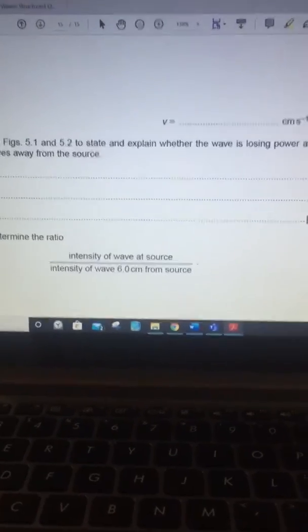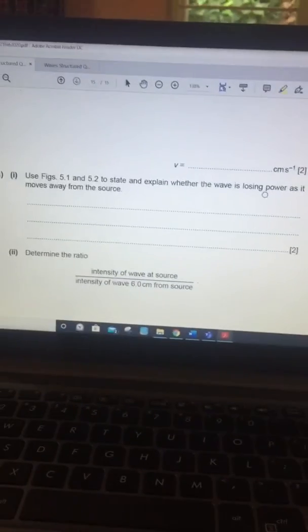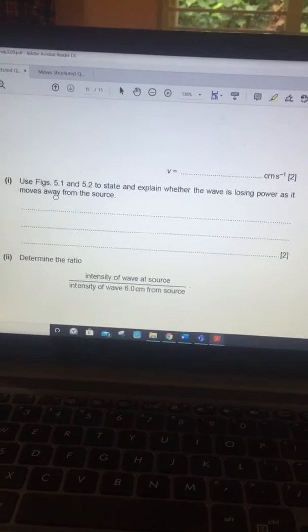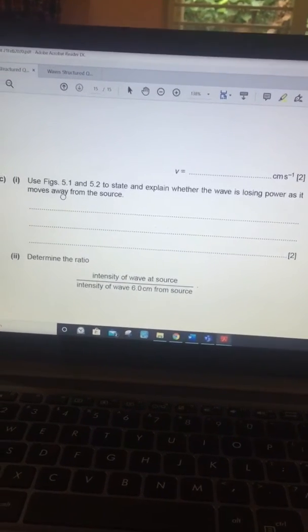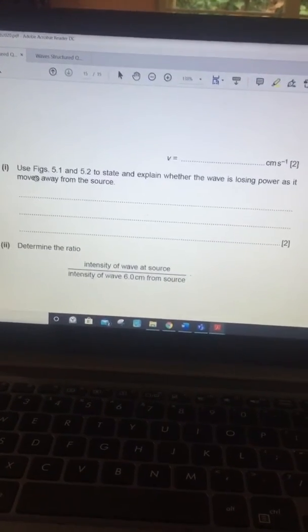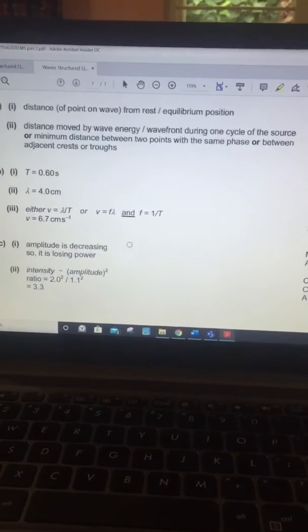So yes, it is losing power as it moves away from the source, because the amplitude is decreasing, so it is losing power.